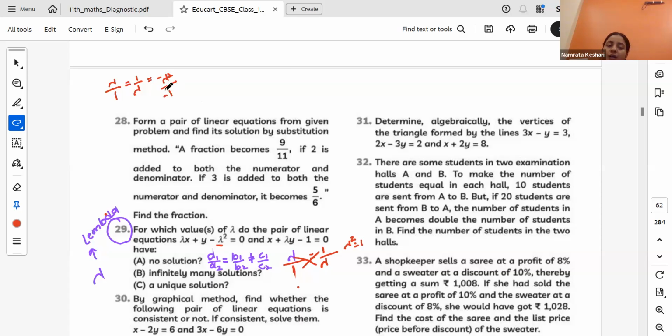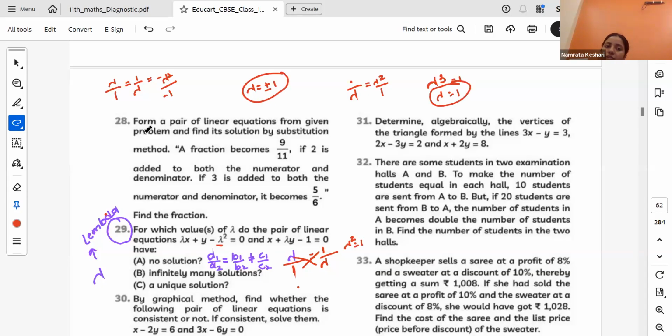If you compare the first two, you will get the same, lambda is equal to plus minus 1, plus 1 and minus 1 also. If you compare the next two ratios, that means you will get 1 by lambda is equal to lambda square by 1. Here also you will get lambda cube is equal to 1 and lambda is just 1. Same answer you are getting from the second two.